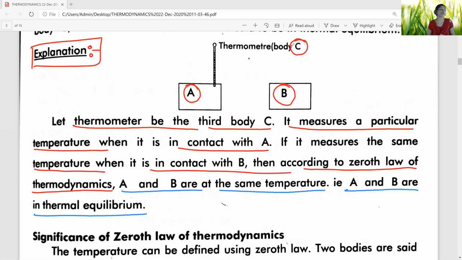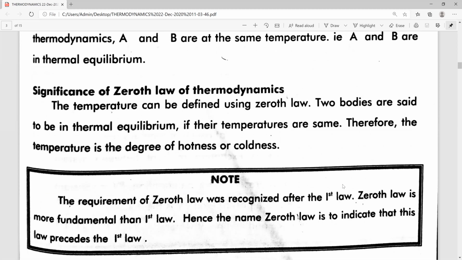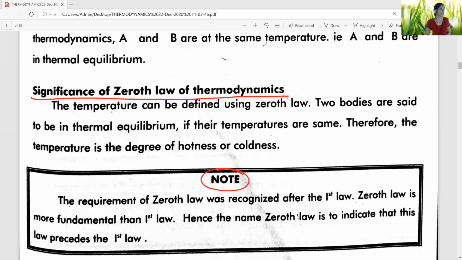And what is the significance of the zeroth law of thermodynamics? The temperature can be defined using the zeroth law. Two bodies are said to be in thermal equilibrium if their temperatures are the same; only then are they said to be in thermal equilibrium.